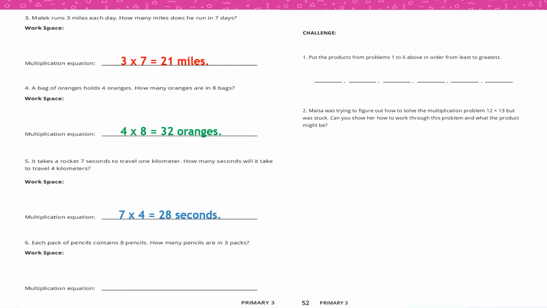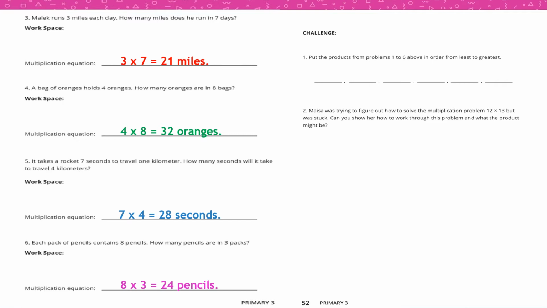Number 6, each pack of pencils contains 8 pencils. How many pencils are in 3 packs? One pack has 8 pencils. 3 packs has what? So it's 8 times 3 equal what? Equals 24 pencils.